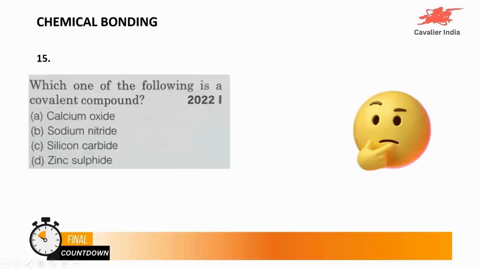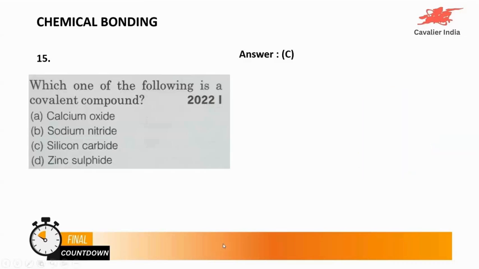Next question. Which one of the following is a covalent compound? Calcium oxide, sodium nitride, silicon carbide, zinc sulfide. Any idea? Covalent compound, how is it formed? It is formed by sharing of electrons, whereas ionic compounds are formed through transfer of electrons. So here, which is the covalent compound? Calcium oxide is not the right answer. Sodium nitride is also not a covalent compound. Silicon carbide is the right answer.